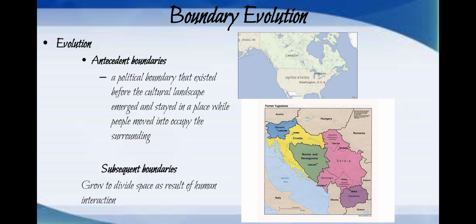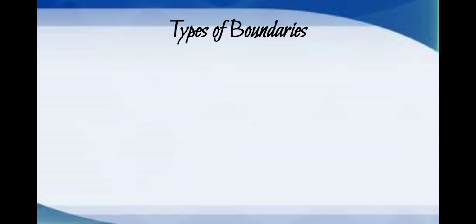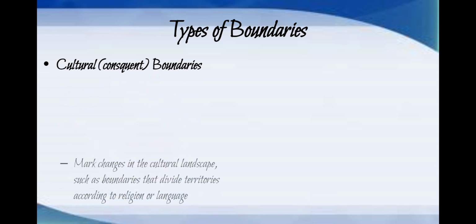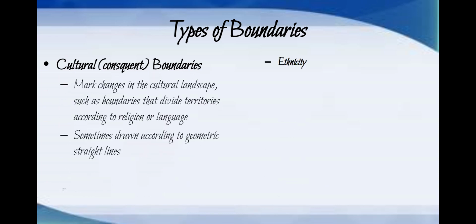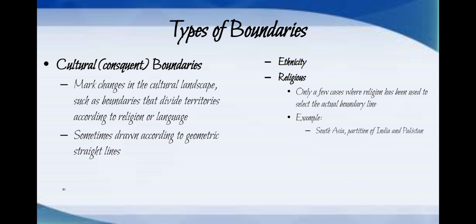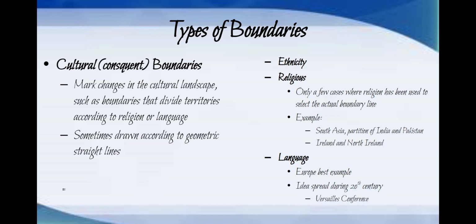What are subsequent boundaries often used for, or what are they based off of? That leads us to this idea of cultural boundaries. Again, we're going through lots and lots of different types of boundaries. You can have a country's border classified as one type, or classified as more than one. And it depends.